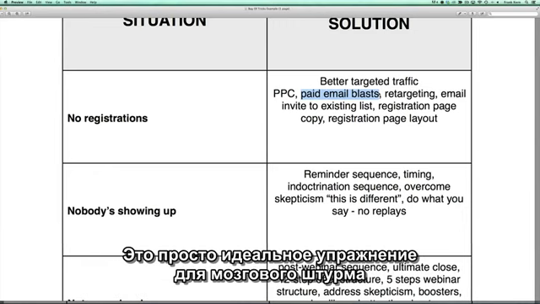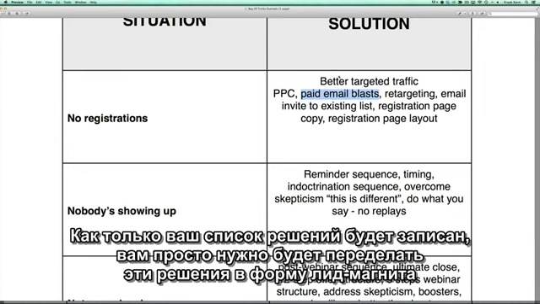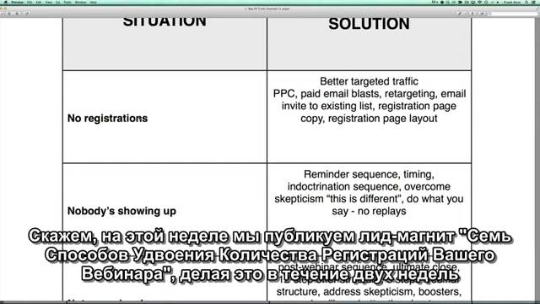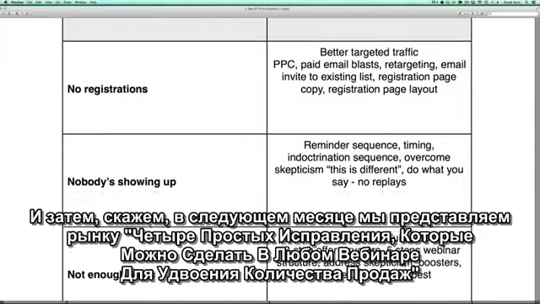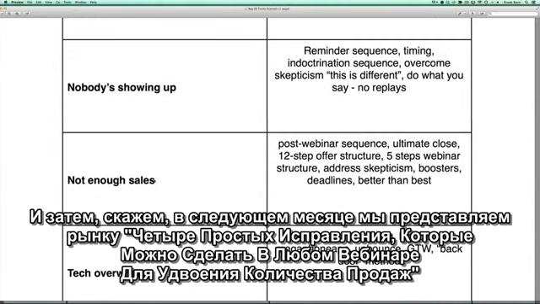So this little brainstorming exercise is perfect. Once you just write down your list of solutions, you just literally elaborate on these solutions in the form of your lead magnet. So let's say this week we published the lead magnet for 7 ways to double your webinar registrations in the next 2 weeks. And then 3 weeks from now or next month, we went to the same market and now we're publishing how to double the show up rate to your webinars in 3 easy steps, right? And then let's say we waited another month and we introduced to the marketplace 4 easy tweaks you can make to any webinar to double the sales, without being hypey.